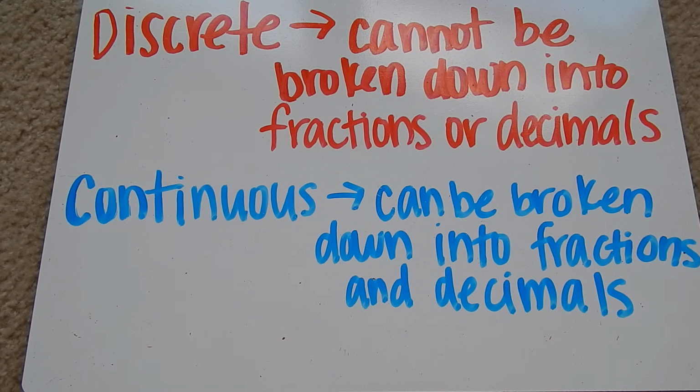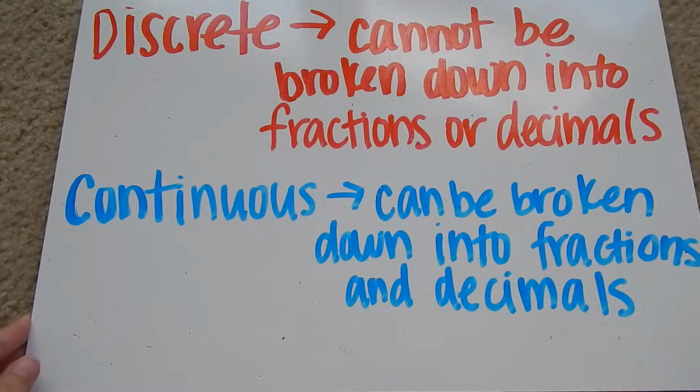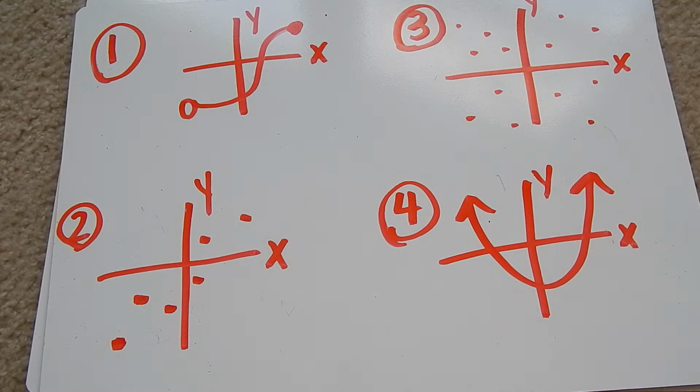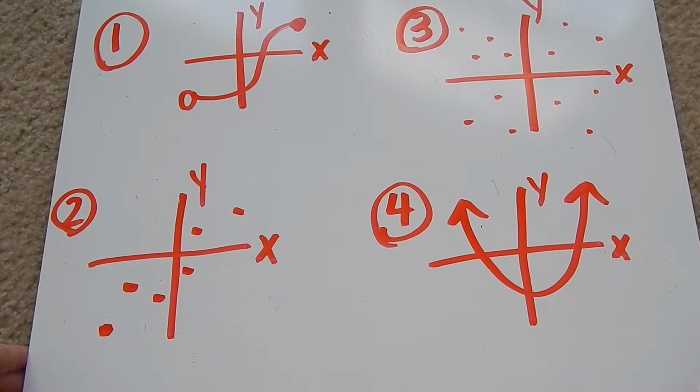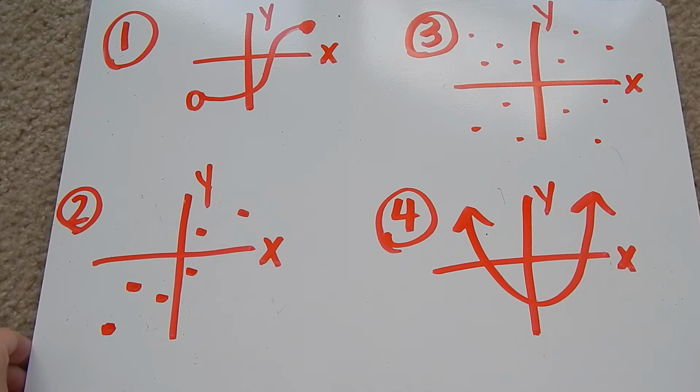Continuous things can and must be able to be broken down into fractions and decimals. Continuous situations we say are measured. We can measure them, such as height. Let's first look at graphs and determine which ones are discrete, which ones are continuous.